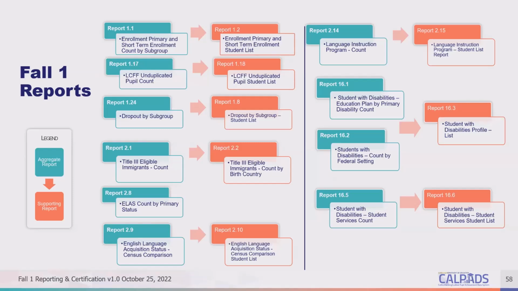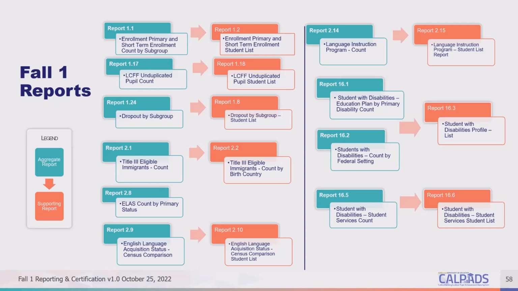But what's going to be used for LCFF or to meet the child find requirements for the Individuals with Disabilities Act or for monitoring for ESSA, right? Those counts are going to be present in these aggregate reports. So report 1.1, 1.17, 1.24, those just provide counts, right? There's no easy relationship between the individual student's record and these counts.